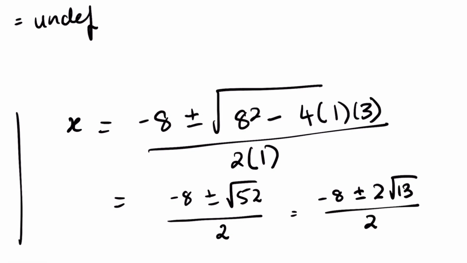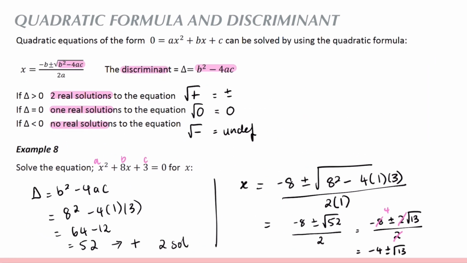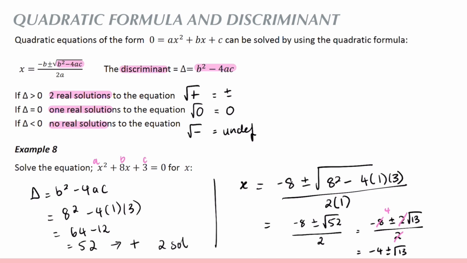And then I can go ahead and do some cancelling out. So the 2 and the 8 can cancel, and of course the 2 and the 2 cancel. So what I end up with is negative 4 plus minus root 13. And you can see I've got two solutions, the one where I add the root 13 and the one where I subtract the root 13. So that's how you would solve using the quadratic formula.